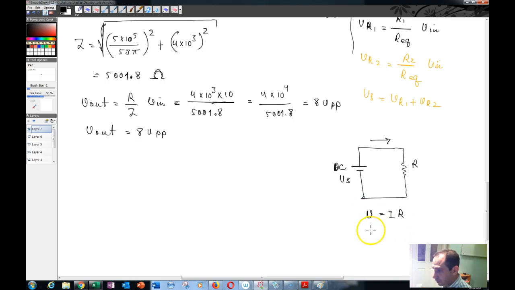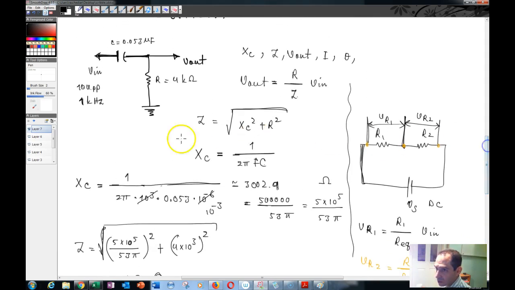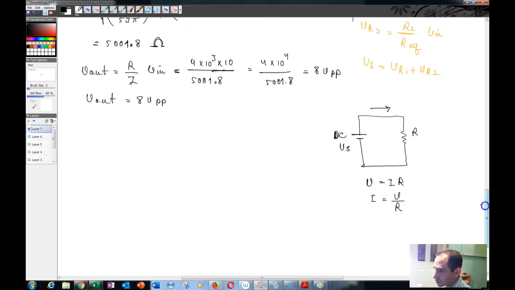V is equal to IR, and I is equal to V over R. But basically in that circuit, instead of R, the equivalent resistance is basically Z. So in this circuit you can write I is equal to V over Z, right? Z is basically your impedance. So then you can write I is equal to V over Z, which is equal to basically the supply.